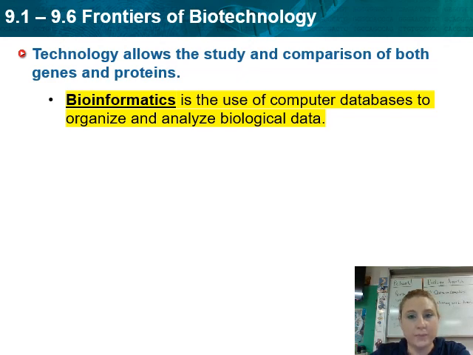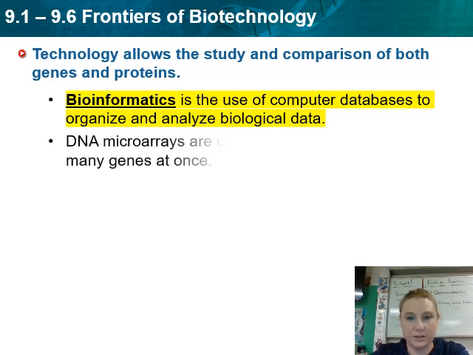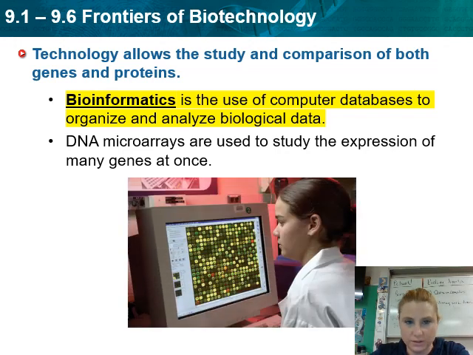So bioinformatics is the use of computer databases to organize and analyze biological data. Now, DNA microarrays are used to study the expression of many genes at once. The big takeaway is, for us, we really just need to know that bioinformatics is the use of computer databases to help to organize our genetic information.